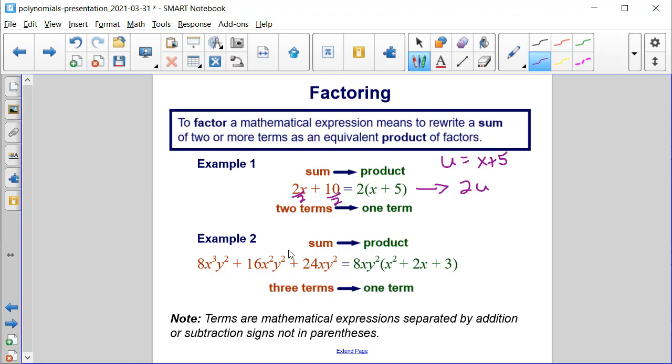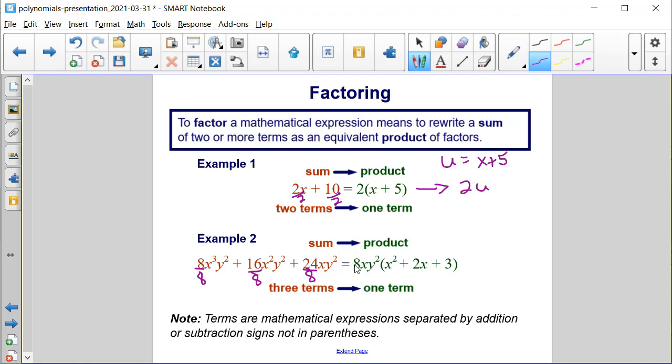Let's look at another example of this. So we have this sum, 8 times x to the third times y squared plus 16x squared y squared plus 24x y squared. We have 3 individual terms here. If I look at all of our coefficients, 8, 16, and 24, all of those numbers are divisible by 8. So we're going to factor an 8 out. So we're going to divide all of these by 8.